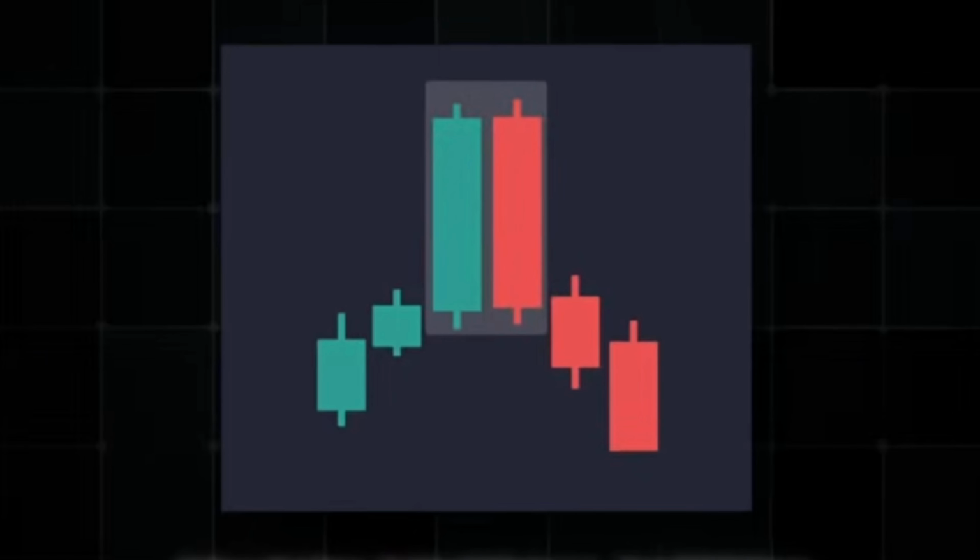So now we have the tweezer top and tweezer bottom. These are exactly the same, just one for a bearish reversal and one for a bullish reversal. Let's have a look at the tweezer top. We have a strong market to the upside with green candles. We have a long green candlestick, which is then matched by a long red candlestick to the downside, basically starting and closing at the same points. And then after the red candlestick closes, it will be followed by more red candlesticks to the downside.